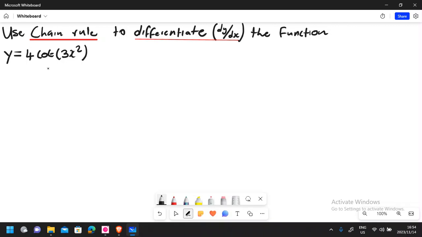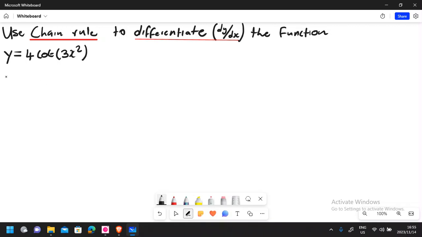Remember, when we use the chain rule, we must be able to identify the functions that are here. We're going to have an inner function and an outer function. The inner function is the one within a function. As you can see, this 3x squared is the inner function. And the outer function is everything here, 4 cot of 3x squared. So that is the outer function. I hope you are able to do that. If you can identify the inner function and the outer function, then you are fine.